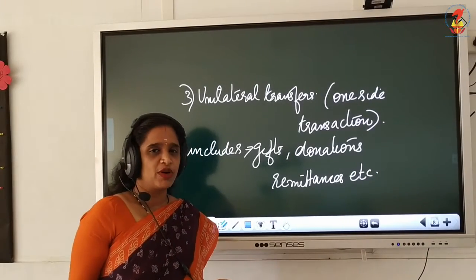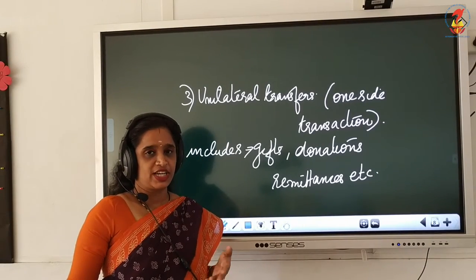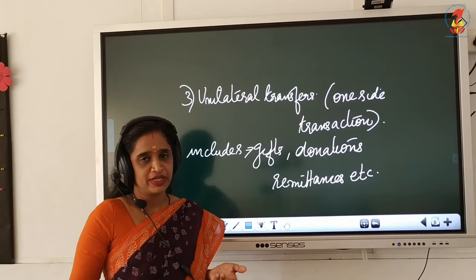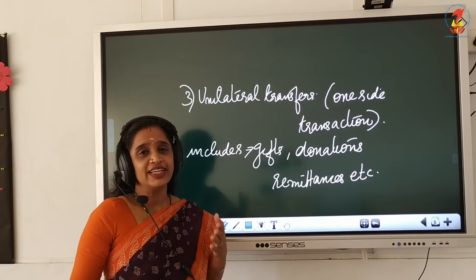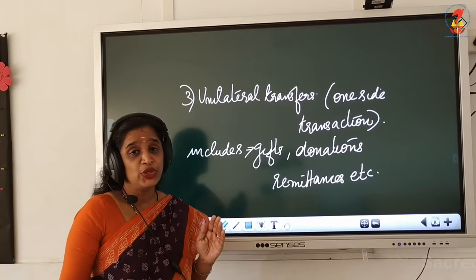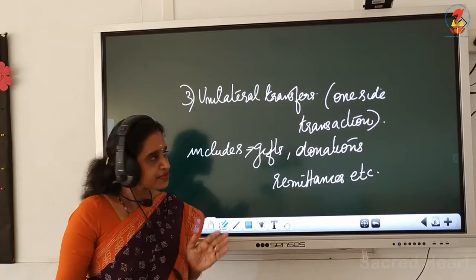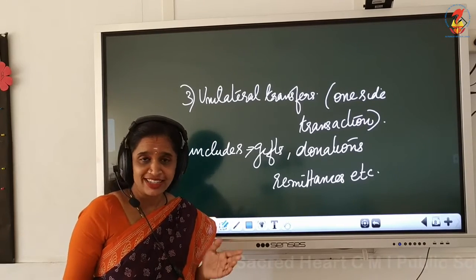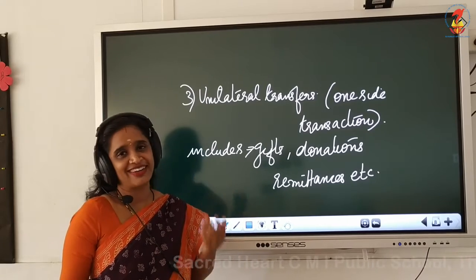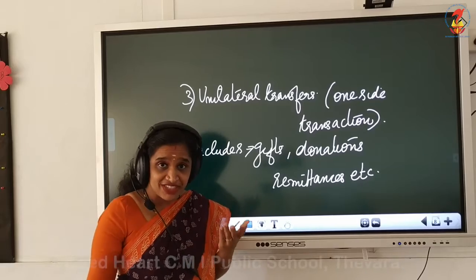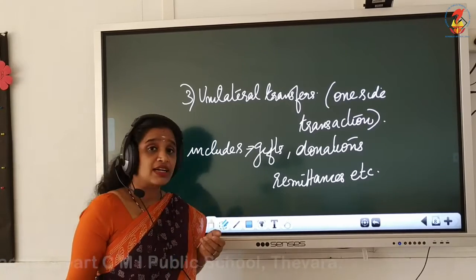We were discussing the economic transactions in the balance of payment. Now, the third economic transaction involved in the balance of payment is unilateral transfers. Unilateral transfers are known as one-sided transactions. What are these unilateral transfers? Unilateral transfers include gifts, donations and remittances.